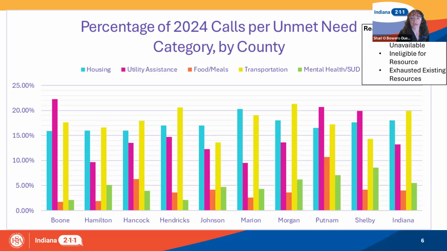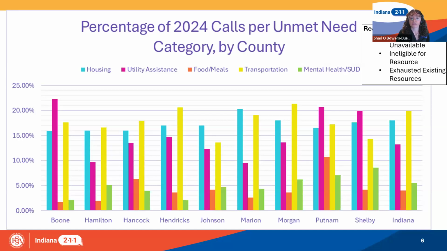The first is that the service the caller needed was unavailable in their area. The second is that the caller is ineligible for all resources available in their area. And the third reason a need may be unmet is if the caller has exhausted existing resources, meaning they have already been referred to all of the available resources they are eligible for and are in need of additional resources.